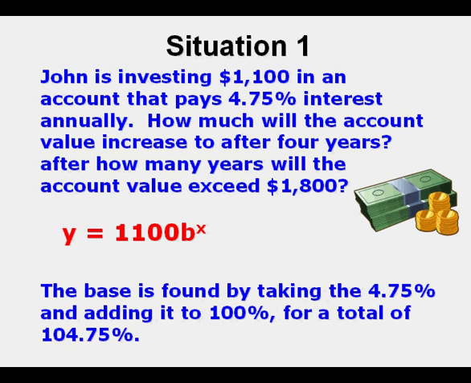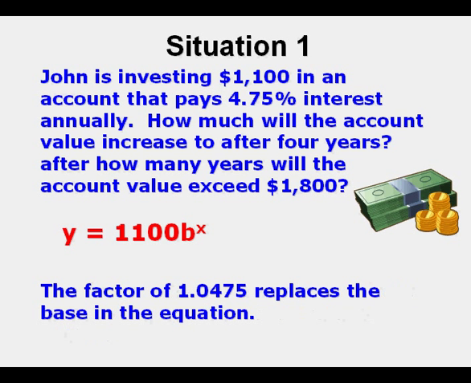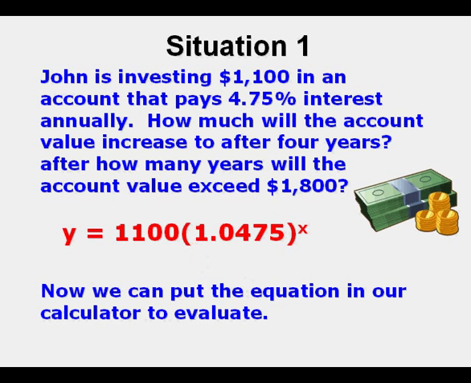The base is found by taking 4.75% and adding it to 100% for a total of 104.75%. And the 104.75% is converted to a factor by dividing by 100 for a factor of 1.0475. The factor of 1.0475 replaces the base in the equation, and so now we have y equals 1,100 times 1.0475 to the power of x. And we can put the equation in our graphing calculator to evaluate.